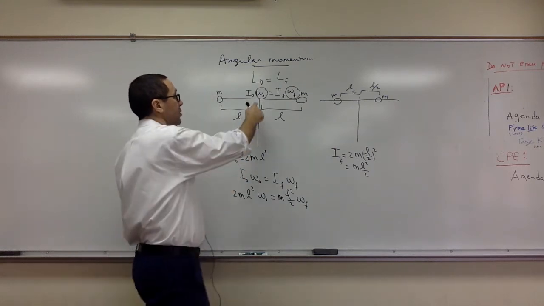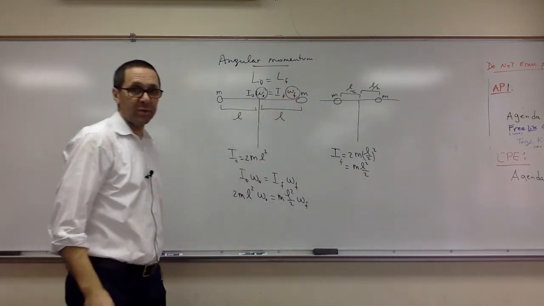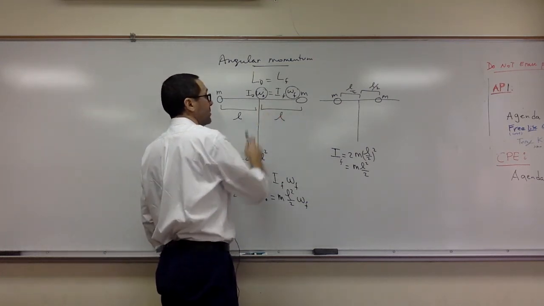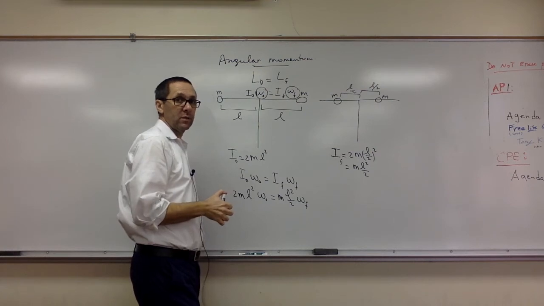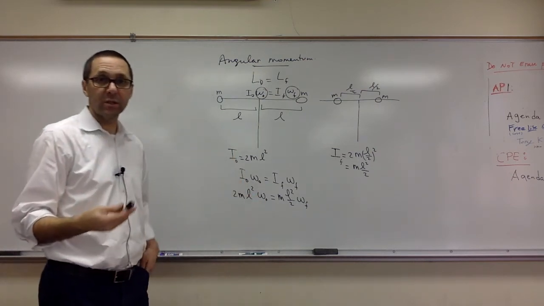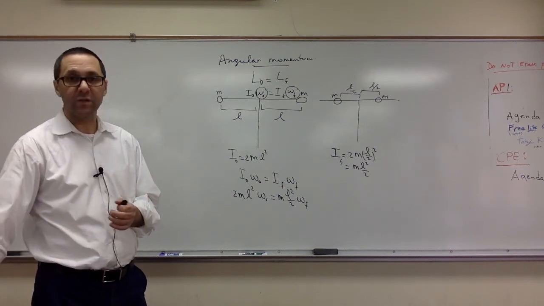So if this omega initial is in RPM, this omega final will be in RPM. Your masses can be in grams, it's okay. Your distances can also be in centimeters or meters or yards. It doesn't matter. And I think that should do it for this video.